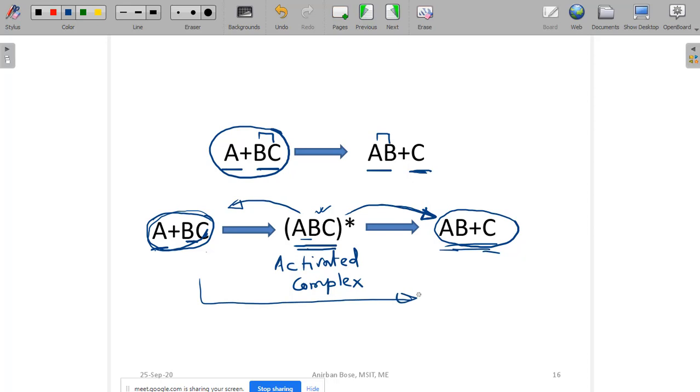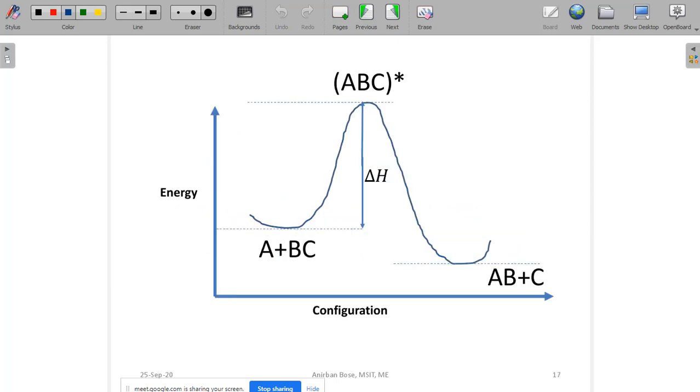So let us try to see the same thing through the energy diagram. Here in this energy diagram, this energy is nothing but the free energy, and here you can see the configuration. So here it is basically A plus BC. What is the average energy of A plus BC? One of the equilibrium states.